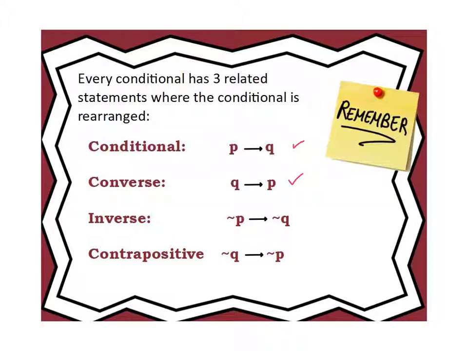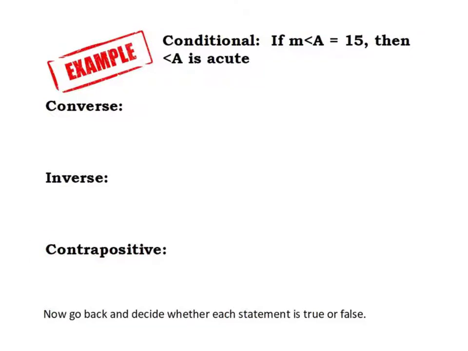The inverse of a statement goes back to the original order. You can see that it's still the P and then the Q, but we're going to put nots in front of both of them. The contrapositive messes it up as much as it can. It's going to flip-flop the if and then, and it's going to put nots on it. Okay, let's look at some of these.